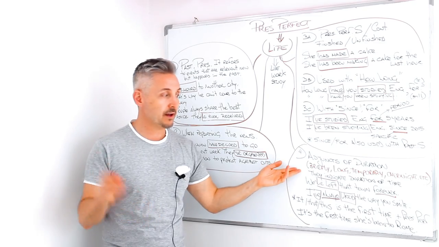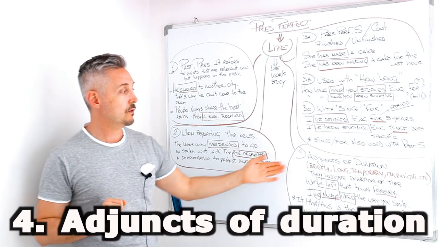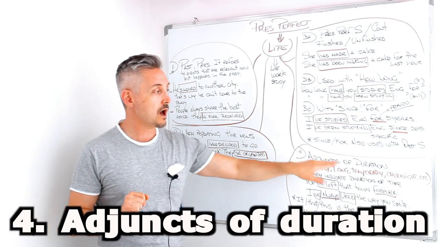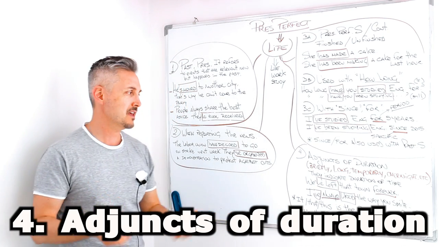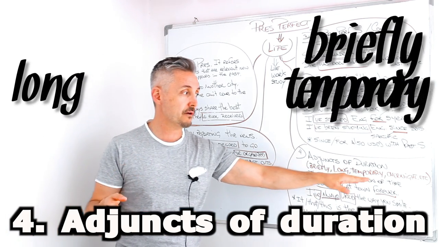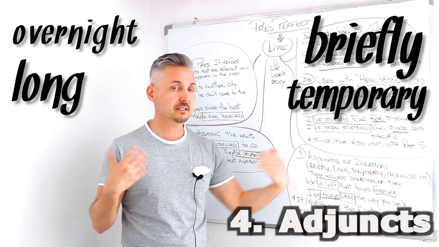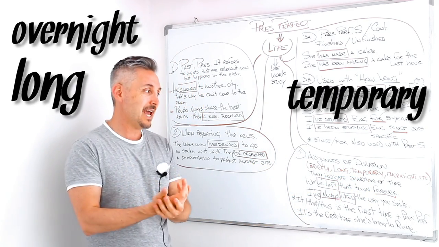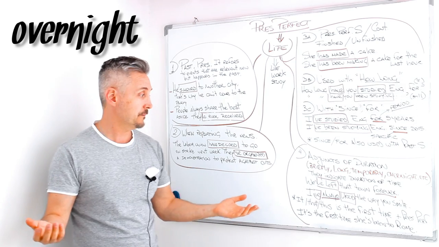The fourth point that I want to talk about is adjuncts of duration. What are they? There are words like briefly, long, temporary, overnight, etc. They indicate duration of time, actually.